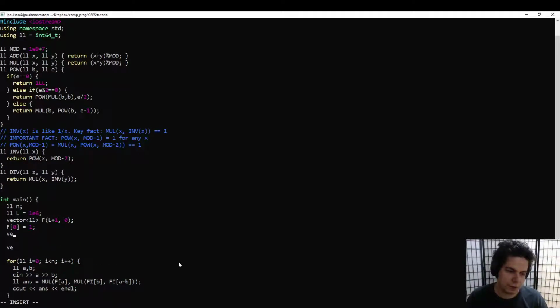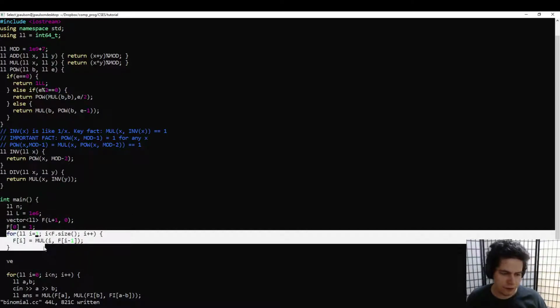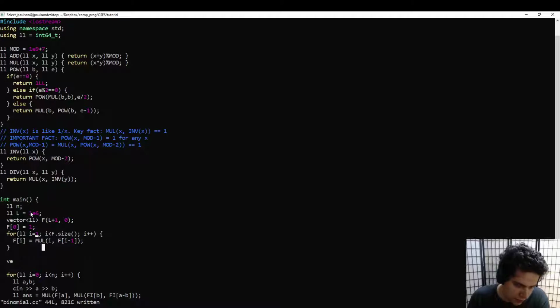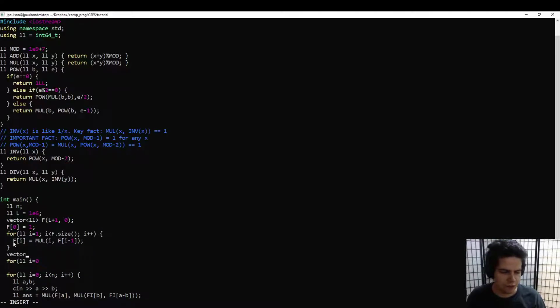Well, 0 factorial is 1, and n factorial is n times n minus 1 factorial. So base case 0, and then for all n from 1 up to a million, we can use this formula to compute it. This will be fast. I'll show a couple ways to compute the inverses. Here's the most obvious one: fi inverse equals inverse of fi.